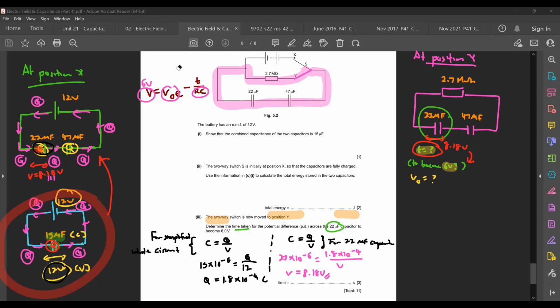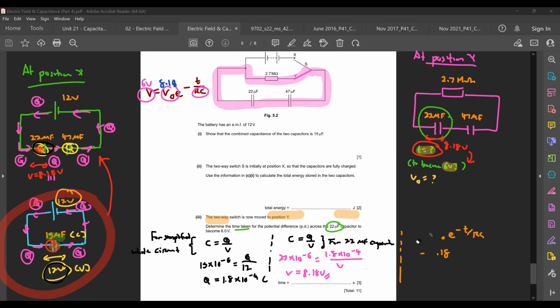This one will be 8.18 volts. Okay, so there will be a next step here where you use your discharge equation. V equals V0 exponential negative t over RC. This one will be 6, this one will be 6, this one will be 8.18, and then this one is exponential.